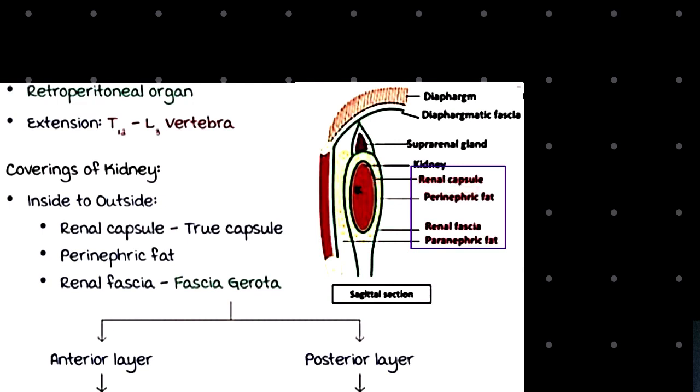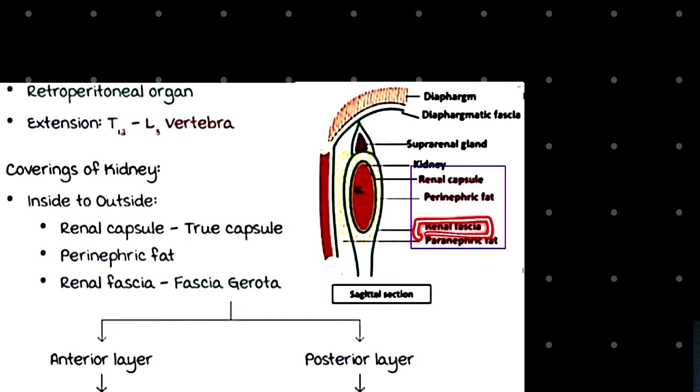Now moving a bit outer, we have perinephric fat. Now what is this perinephric fat? This perinephric fat is our adipose capsule. It is present deep to renal fascia, as we have seen. Now what will happen is, as it gets dissolved during prolonged starvation, kidney falls down. That means it is the structure that holds the kidney, and this falling down of kidney is called nephroptosis. Okay, this is about perinephric fat.